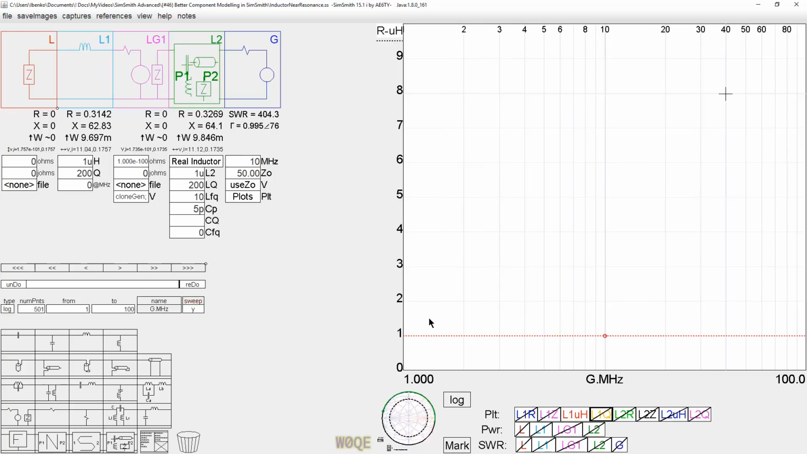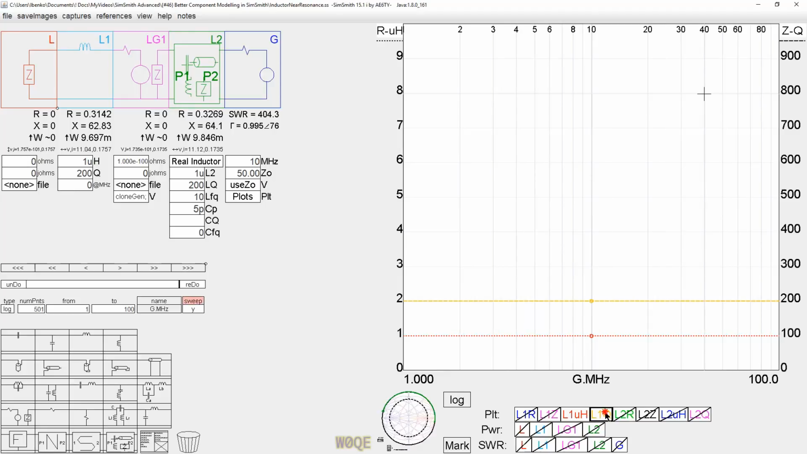It has an inductance of microhenries, and ohms is on the microhenry, and R is on this side, and on this side over here is impedance or Q. The way I chose to plot those things: 1 microhenry constant inductance from 1 to 100 megahertz. Look at the Q. Q of 200 from 1 to 100 megahertz. Exactly as I said before, it's constant Q over frequency.